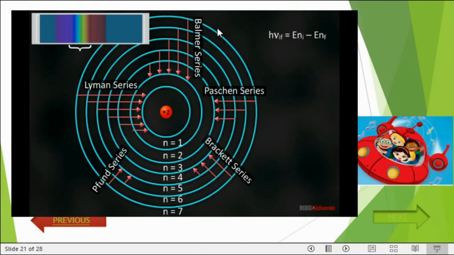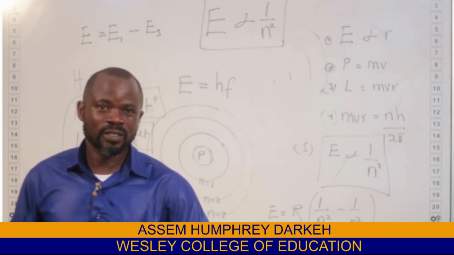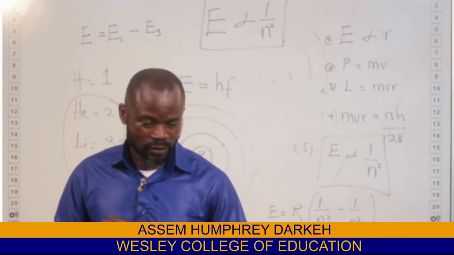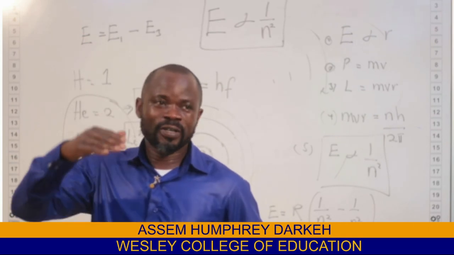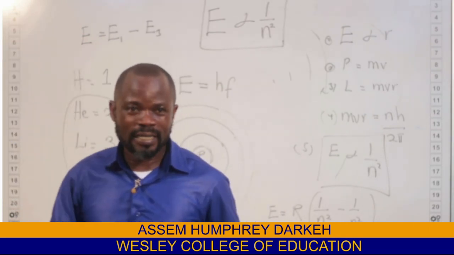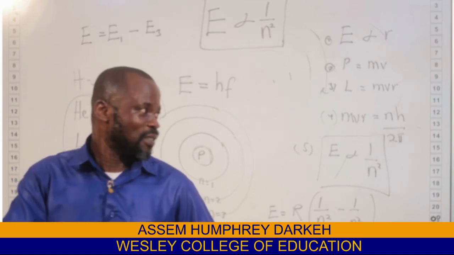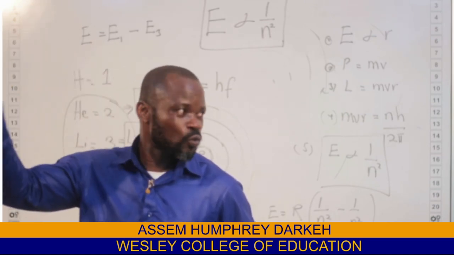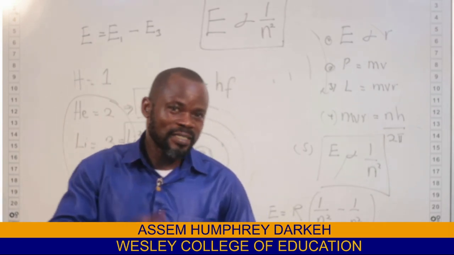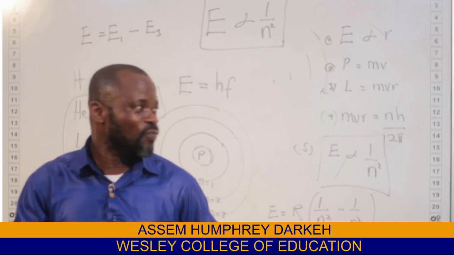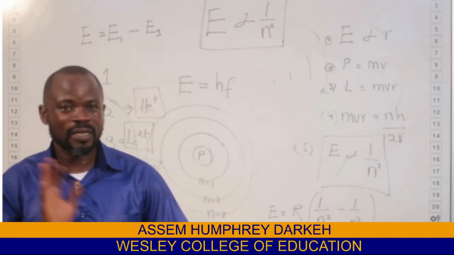Yeah, so I believe we all saw in the video how these series come about. So when I mention the Lyman series, you should be able to tell me that the electron is falling from a higher energy level to energy level one. If I mention the Balmer series, you should be able to tell me that the electron has fallen from a higher energy level to energy level two. If I ask about the Paschen series, you should tell me that it has fallen from a higher energy level to energy level three, Brackett to energy level four, then Pfund to energy level five.